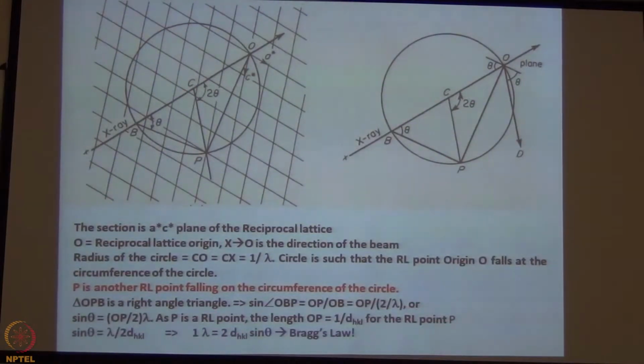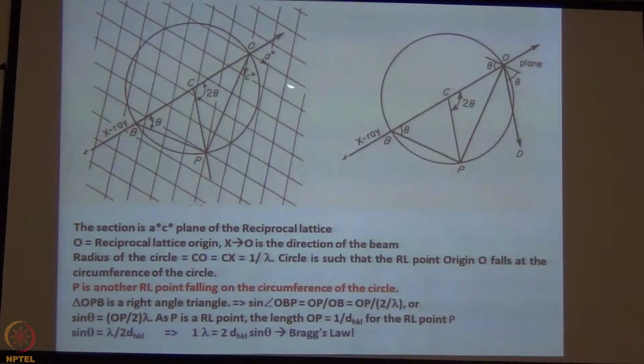What is represented here is that the grid line represents the a star c star plane of the reciprocal lattice. All the points of intersection are reciprocal lattice points in the a star c star plane. Instead of the a and c plane, I am saying it is the a star c star plane. So in that plane, you have those points in a given array.